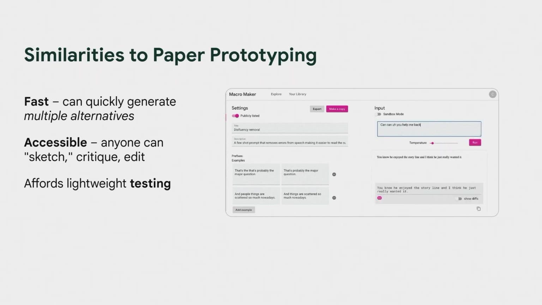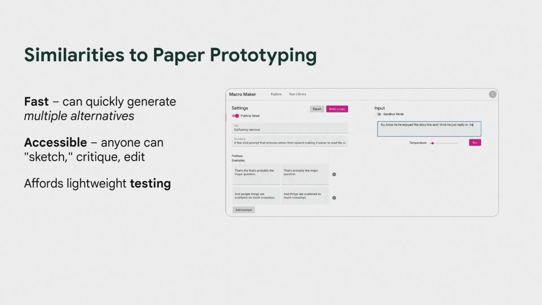It's accessible. Anyone can quickly sketch, critique, and edit something. You can share these things, and then it affords lightweight testing. I think this is one of the superpowers that's often overlooked with prompting. You can develop that prototype that much faster, get it in the hands of the users, and figure out what are the tricky things that will pop up in this interaction that I don't even know about. A lot of people ask, what about questions of responsible AI or bias? I think this gives you a very powerful tool to flesh those issues out much sooner than you could before, right?